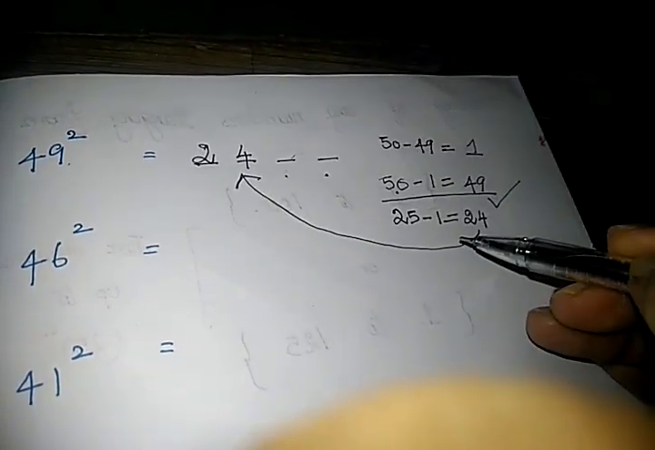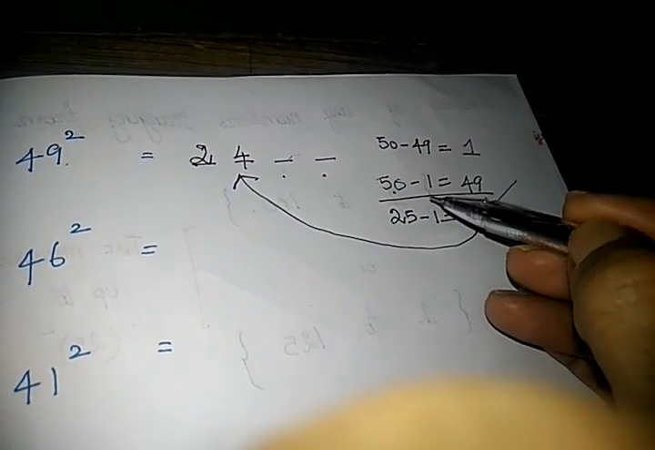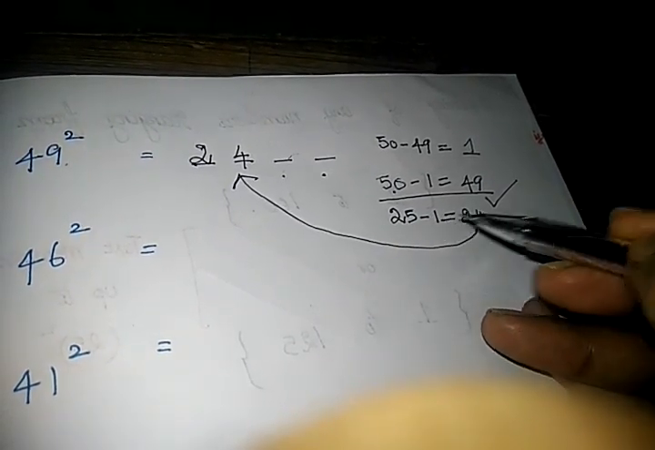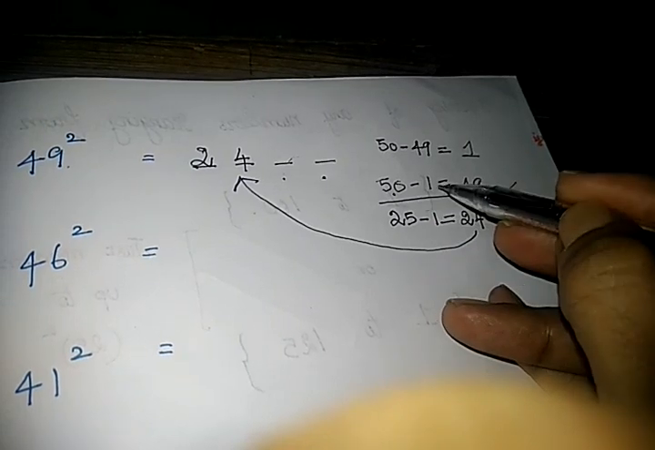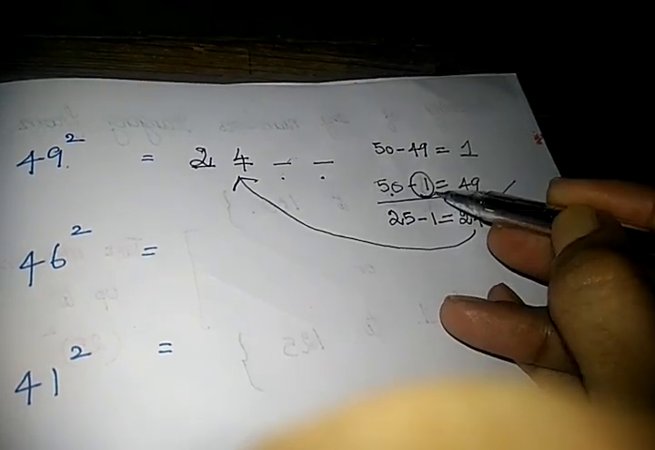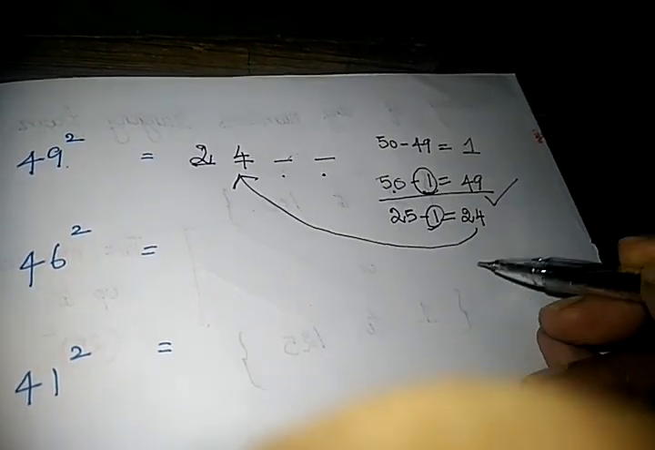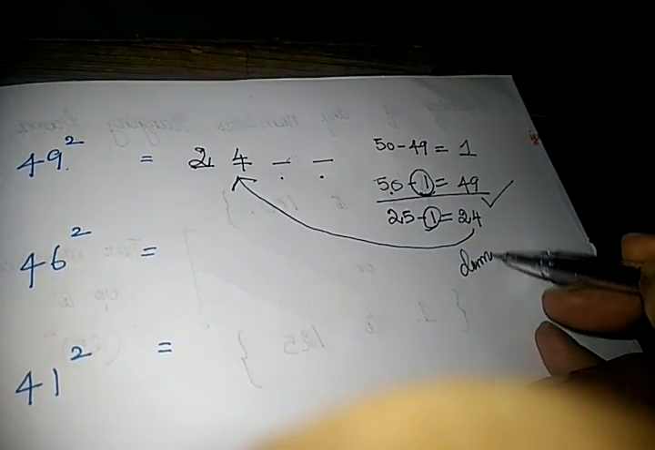Okay, how to find the dummy number? Here 50 minus 1 is 49 and 25 minus 1 is 24, and the repeated number is 1. So the dummy number is 1. So what is 1 square? That is also 1.